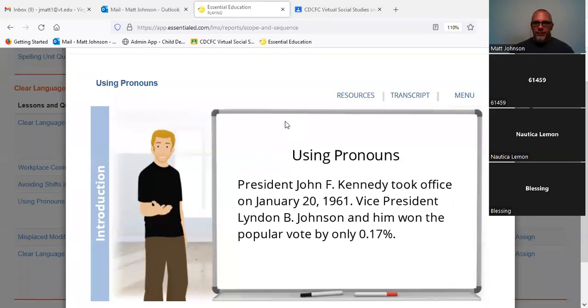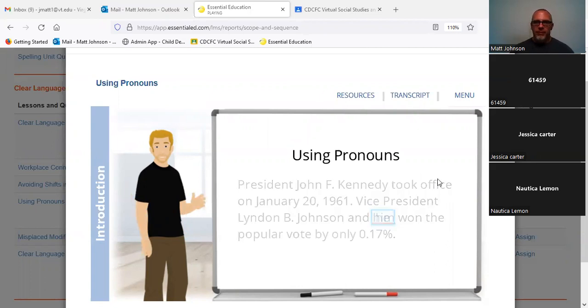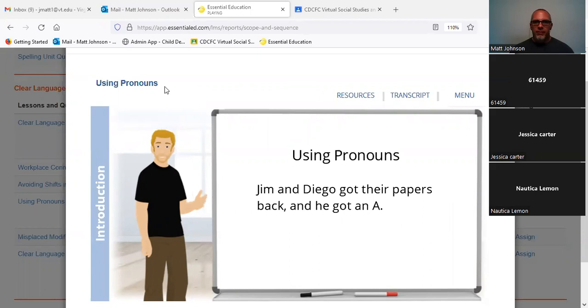It sounded okay to me, but there's a problem. Him is just the wrong pronoun. It's supposed to be he. Okay, that's not a big deal, right? But dude, it was just 2 days later that I texted Jesse. Jim and Diego got their papers back, and he got an A. Yep, you guessed it. Jesse was totally confused. Who was I talking about? Jim or Diego? So I figured I'd better start paying attention to pronouns. And I'm going to tell you all about what I learned.